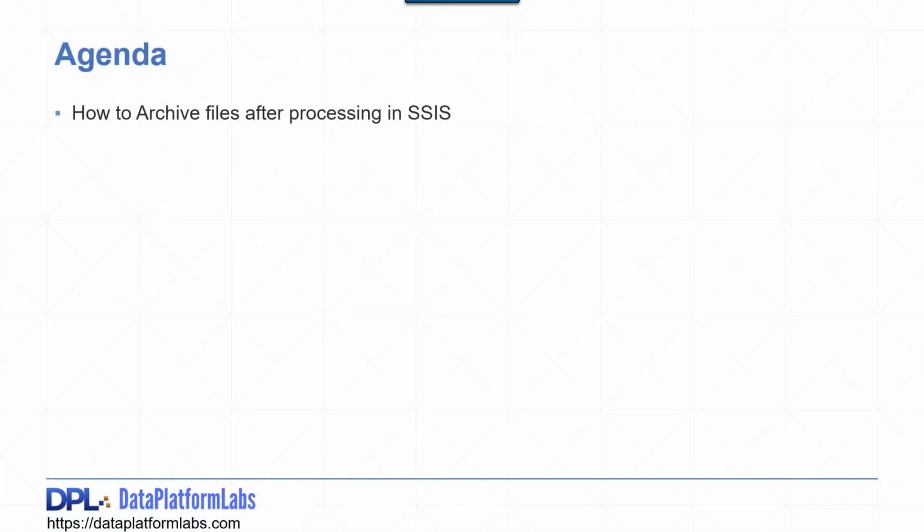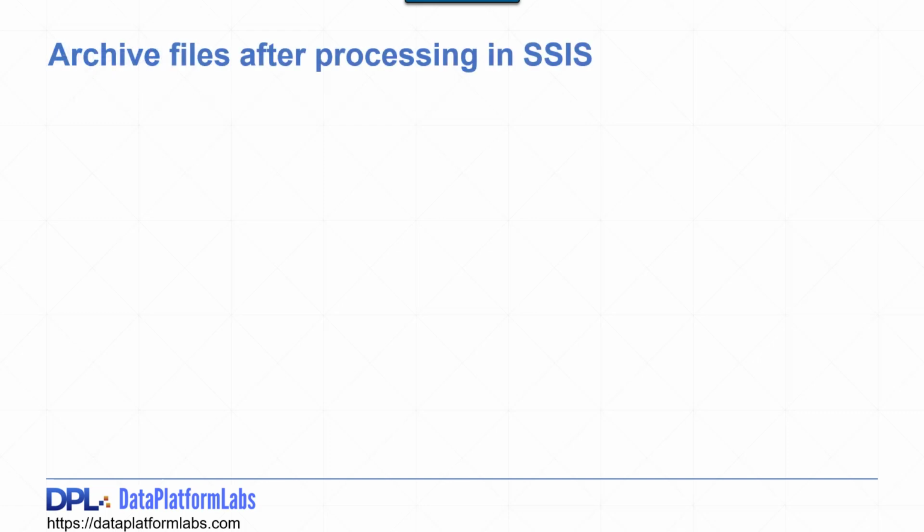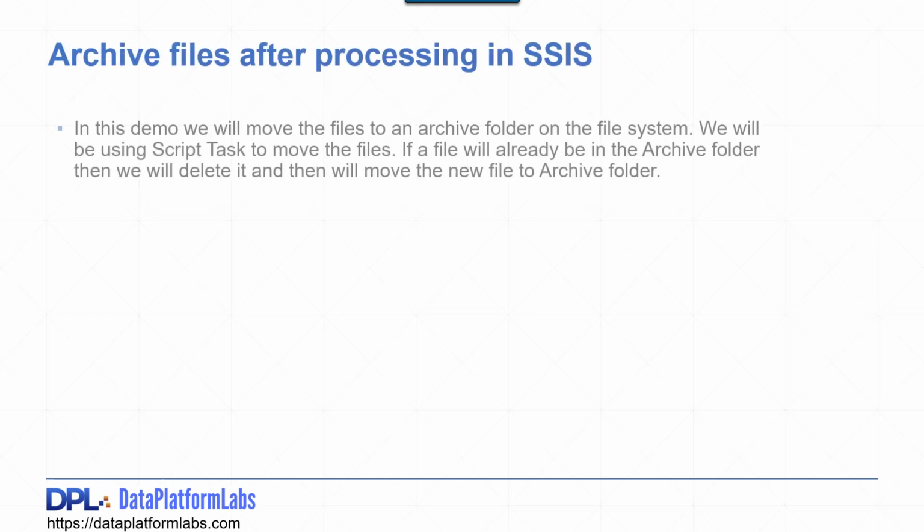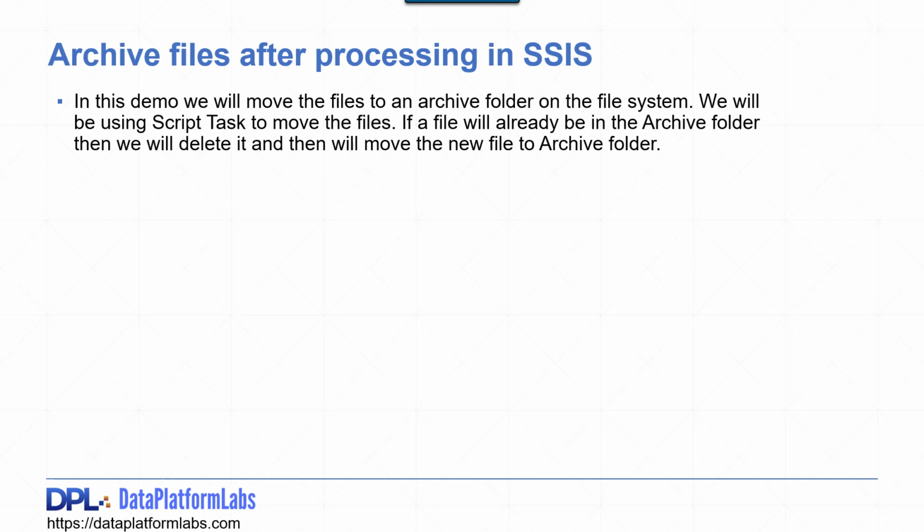So the agenda of today's video tutorial is how to archive files after processing in SSIS. In this demo we will move the files to an archive folder on the file system. We will be using script tasks to move the files, using System.IO.dll in C#. If a file is already in the archive folder, first we will delete that file and then move the new file to the archive folder. So without wasting time, let's jump to the demo.